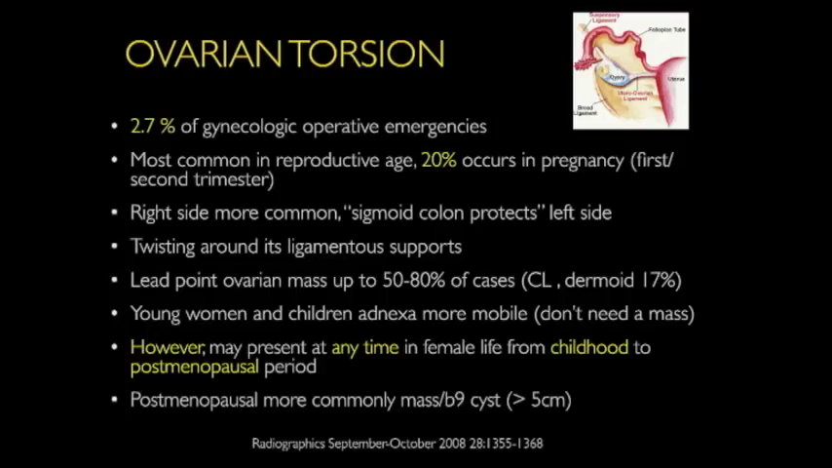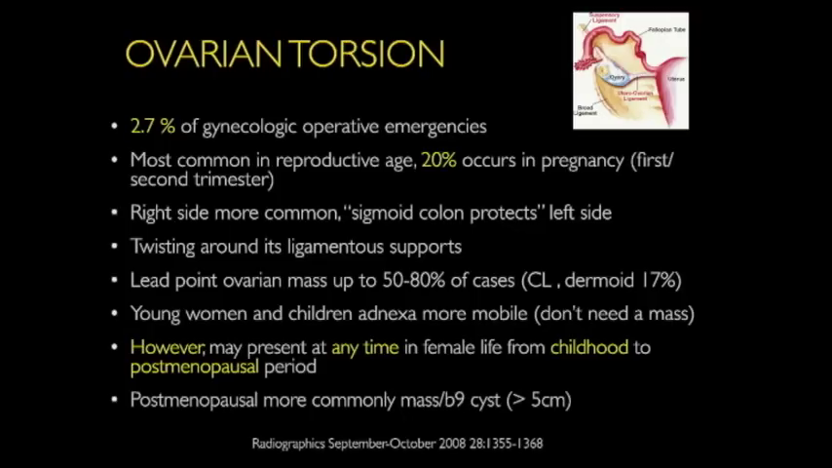Right side is felt to be a little bit more common, but obviously it can happen on any side, and it's really twisting around its ligaments, kind of like we heard this morning about testicular torsion. And then there can be a lead point, and the lead point can be a corpus luteum, a physiologic cyst, or quite often actually a dermoid.